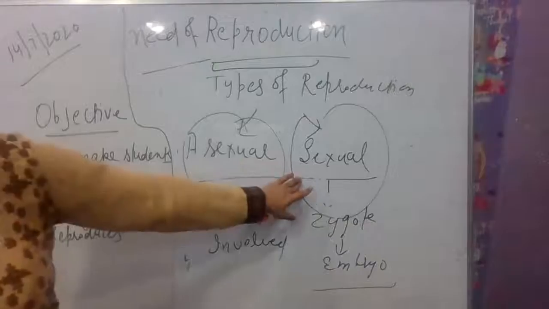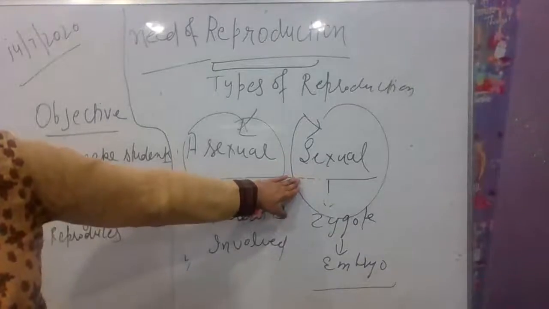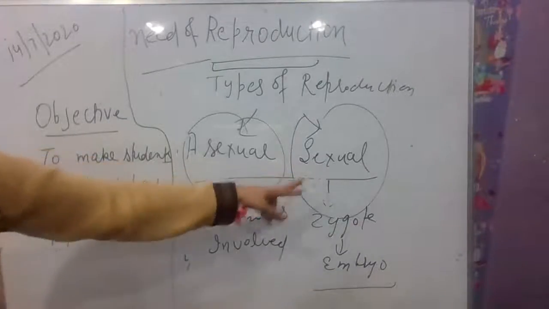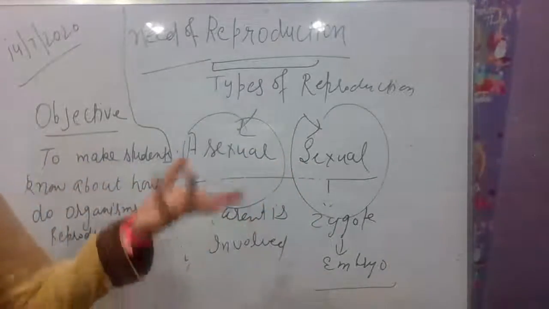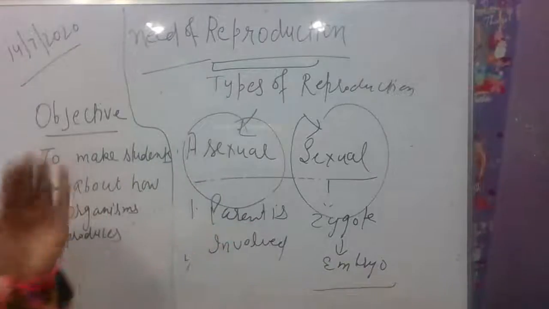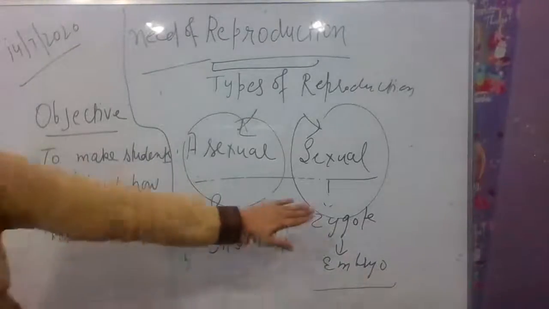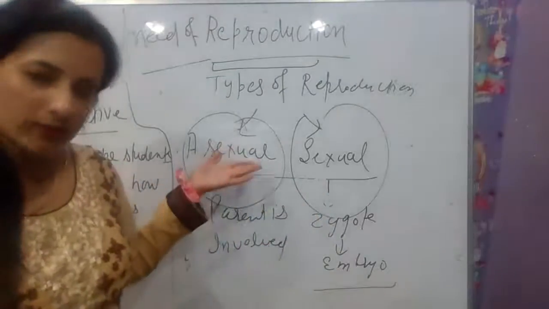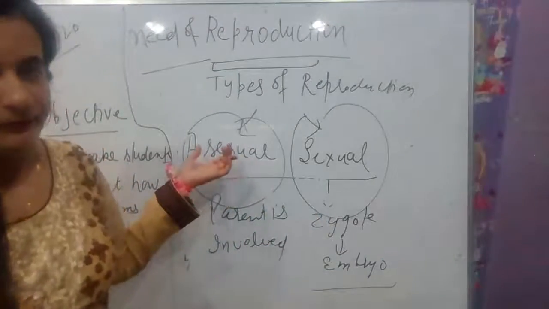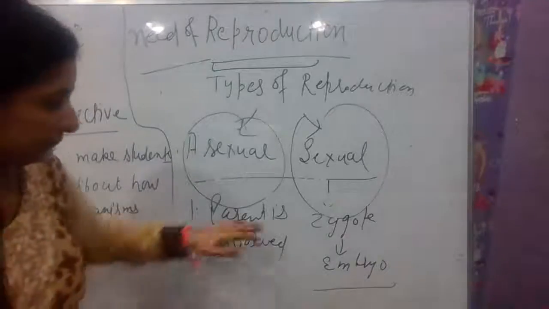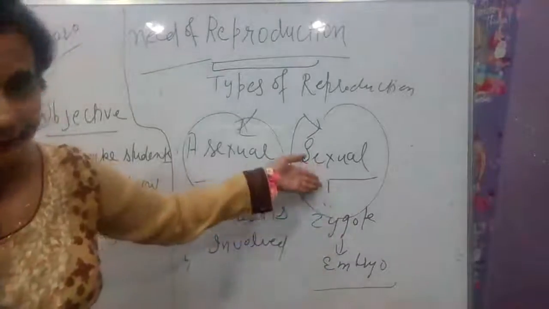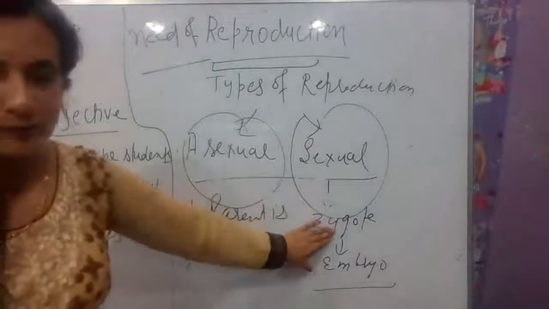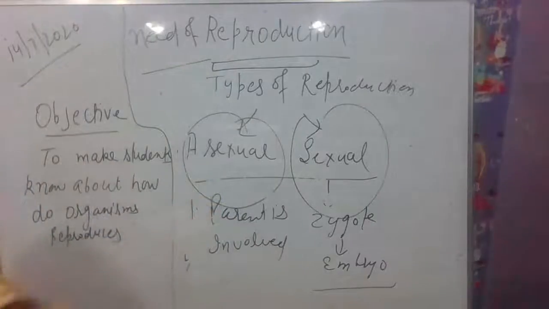Then fusion of male and female gametes takes place. As a result of fertilization, a zygote is formed. The zygote undergoes repeated mitotic division and forms an organism. And organisms are genetically different from parents. Here it is identical to the parent. Sorry. Here the organism is identical, but here it is genetically different. Okay. Here variations are more, here variations are less. So this was about the characters of sexual reproduction.